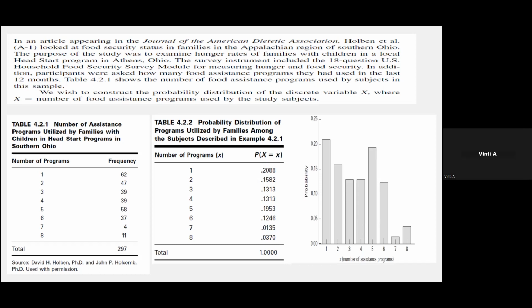And if you can see on the other screen, you can see the frequency of this, 0.208. Table 4.2.2, probability distribution of programs utilized by families along the subjects. Essentially what I have done is I have converted a frequency table into a probability distribution, because I have divided it by 297. The sum total of all of this is going to be equal to 1. Everybody okay with this?